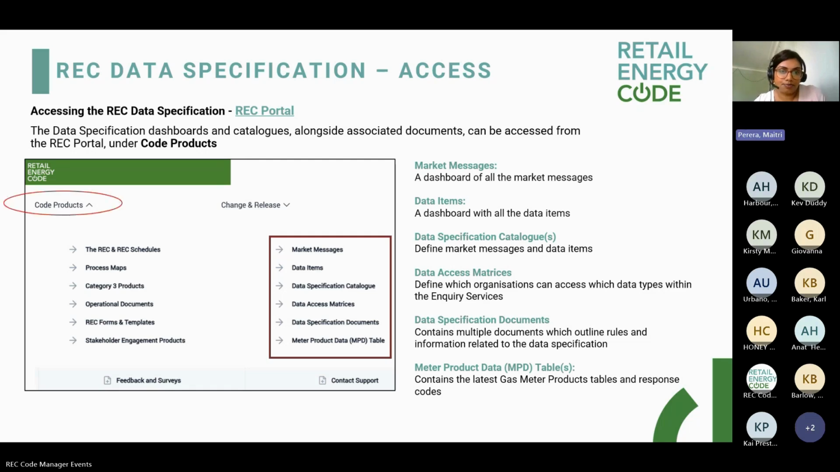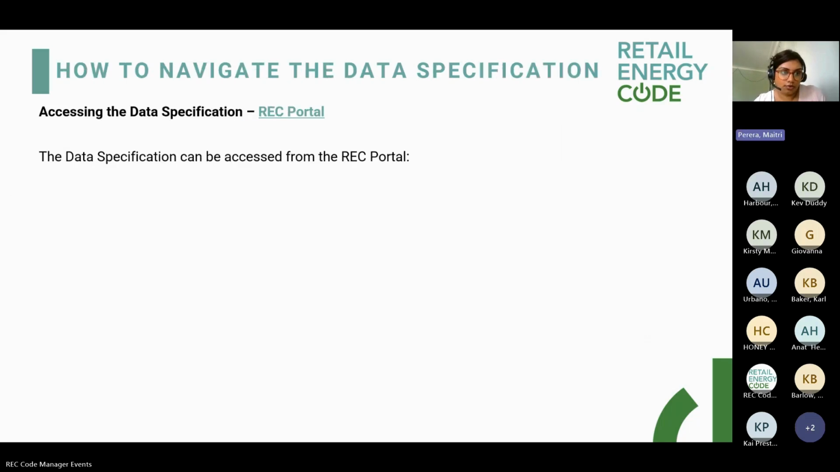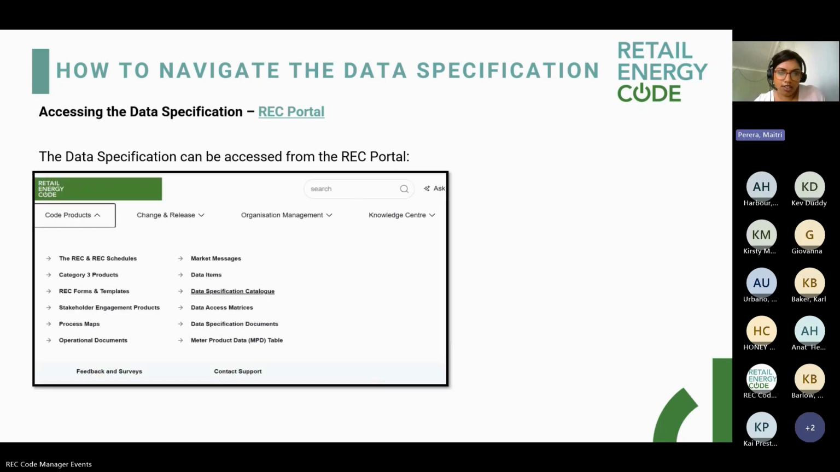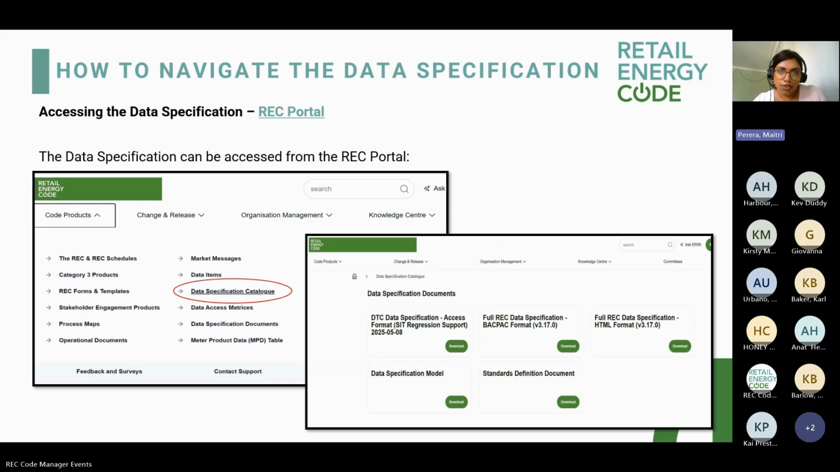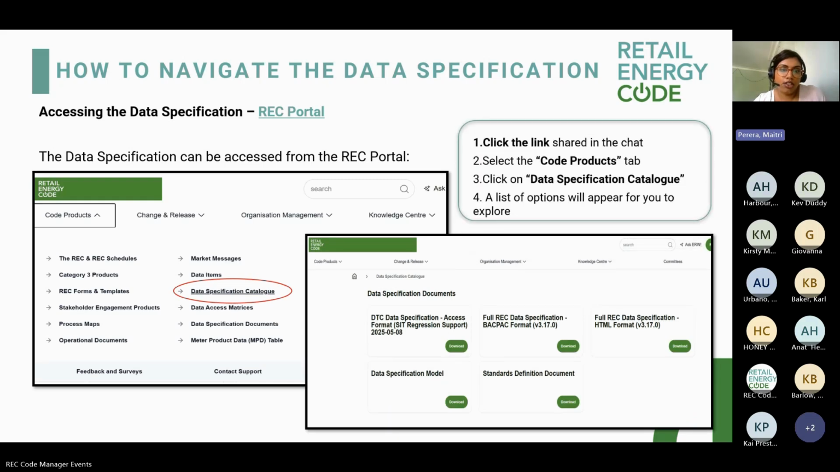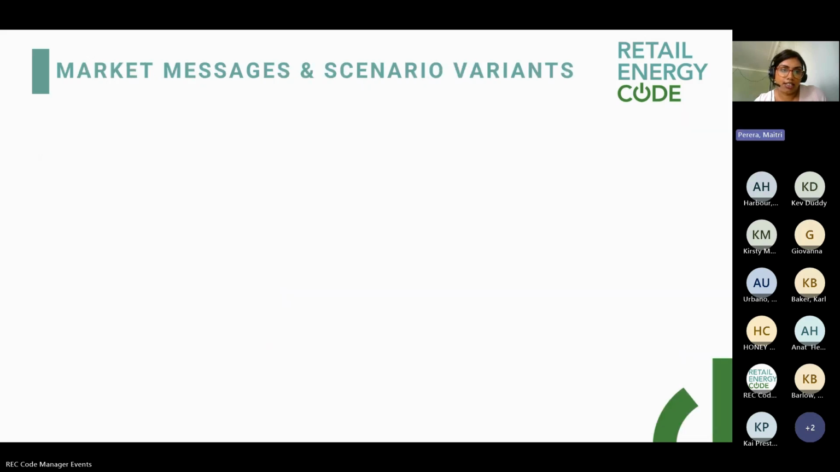Next slide, please. And you can click through. So you'll see here instructions on how to access the data specification documents. Just start by clicking on the code products tab, and from there select the data specification catalog, which will bring up a list of available options for you to explore. Next slide.